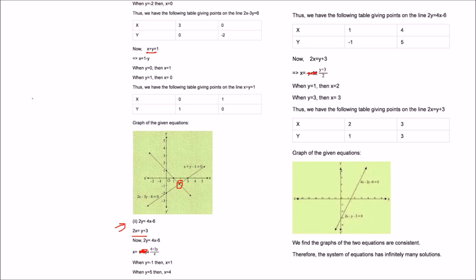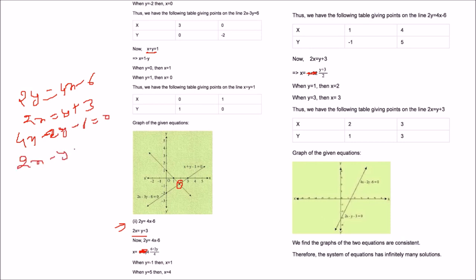But we see here, let me put these equations together again. So 2y equal to 4x minus 6. The second equation is 2x equal to y plus 3. Okay, so let me take everything on the right hand side. So it will be 4x minus 2y minus 6 equal to 0. Here we have 2x minus y minus 3 equal to 0.